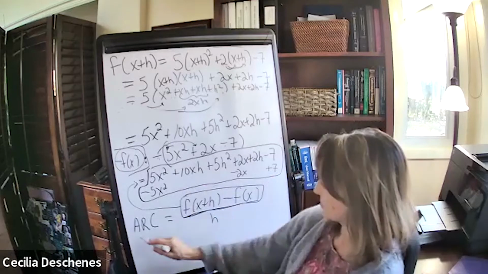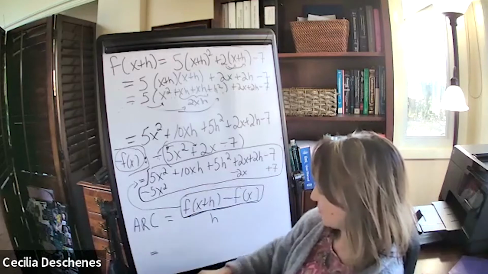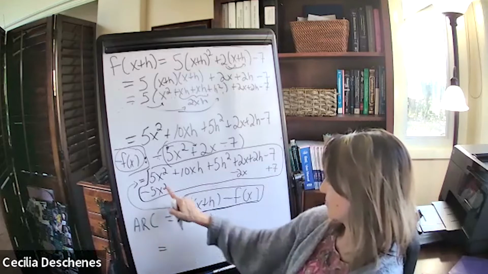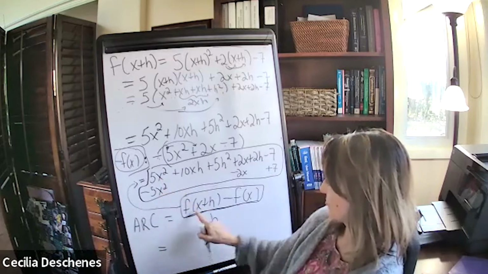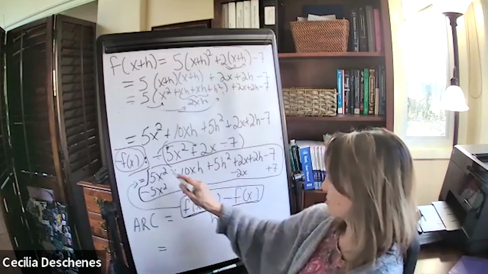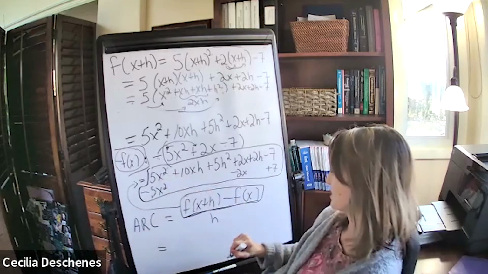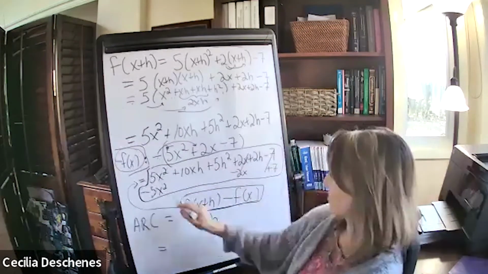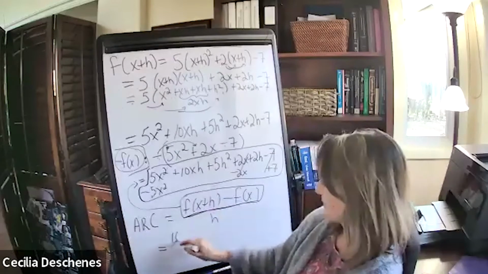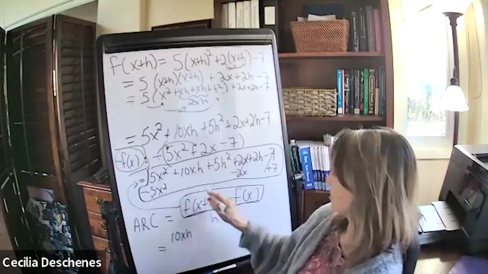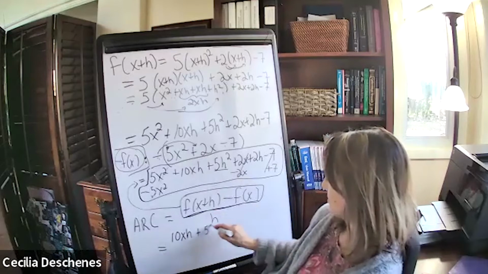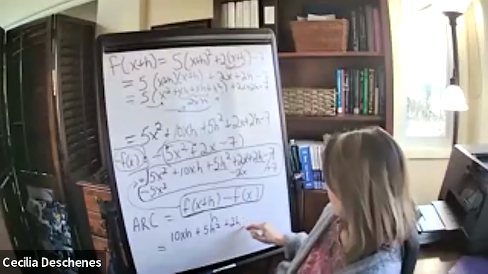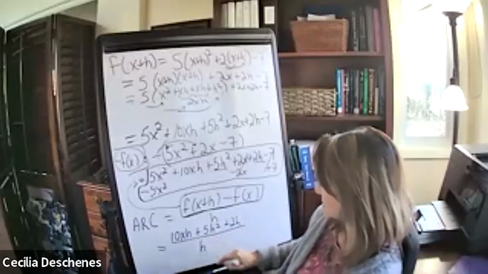I'll try to write it down below. So that area, the average rate of change is going to be f of x plus h minus f of x over h. So let's go ahead and simplify this. This is the f of x plus h minus f of x part. So we'll cross those out. We'll cross these out and we'll cross that out. And what we're left with is 10xh, sorry, plus 5h squared plus 2h. And then that whole thing is divided by h.